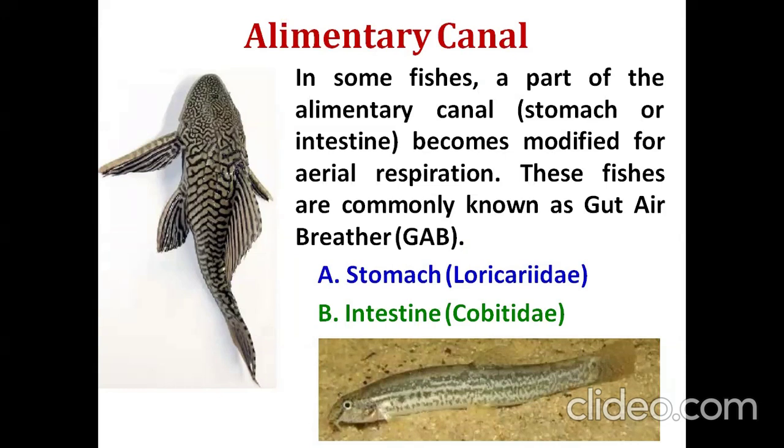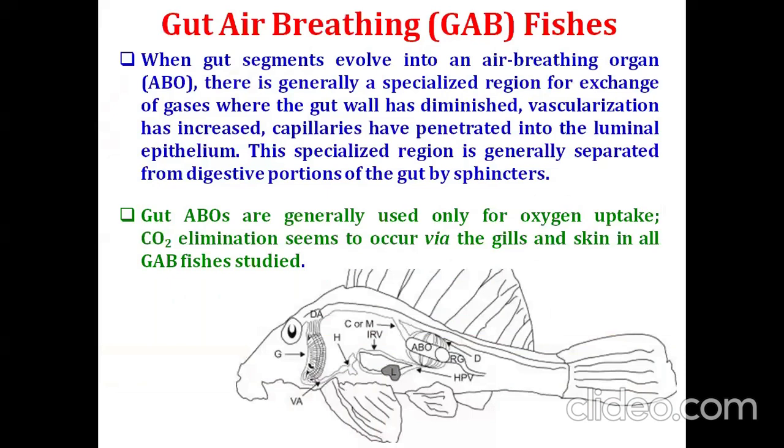Intestine. For a shorter duration, the intestine will be used as a respiratory organ, especially during the summer, and later on, during the winter, it will be converted to store the food. So here it is completely modified. So what are those two groups called, Loricariidae and Callichthyidae? These two groups are normally called GABs, that is, gut air breathers.